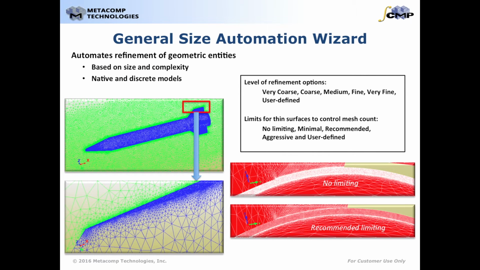The general size automation wizard automates the refinement of geometric entities for general classes of geometries. The refinement is based on the size and complexity of the model and can be applied to both native and discrete models. Users simply choose the level of refinement from options such as very coarse through very fine, along with some simple controls for limiting of mesh size on thin surfaces.